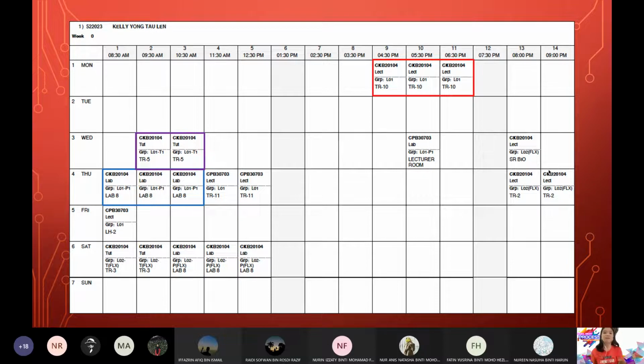But if let's say kamu dah tak boleh terima, okay, as usual, you just put your hands up or you can just text me. If you really dah tak boleh terima, you just tell me. We can always arrange accordingly.